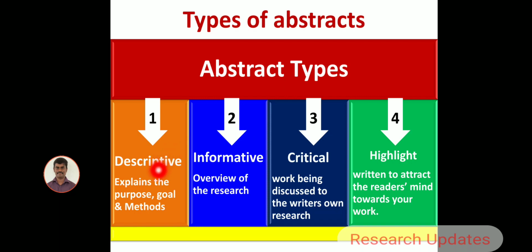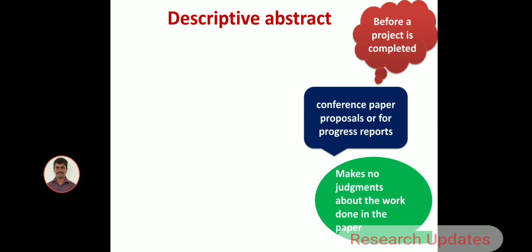When you see the descriptive abstract, it explains the purpose, goal and the methods, whereas the informative abstract gives you the overview of the research. The critical abstract relates the work being discussed to the writer's own research, whereas the highlight abstract mainly focuses on attracting the reader's mind towards your work. And now let us see each one of these abstract types one by one with an example.